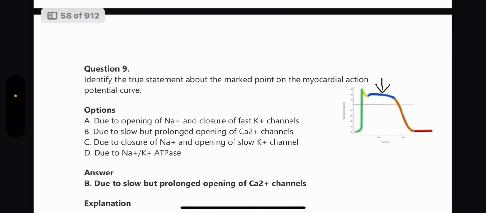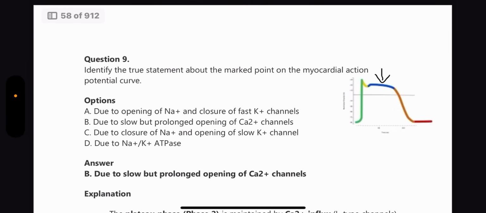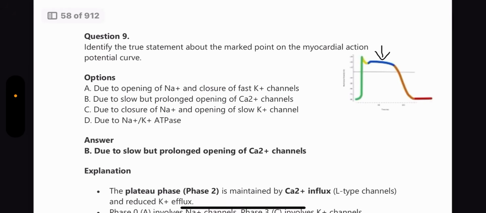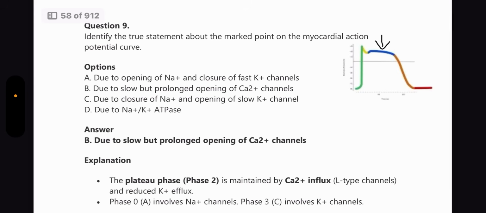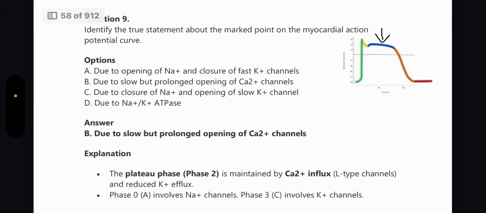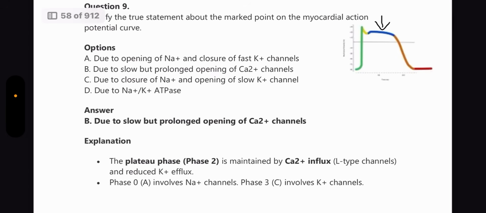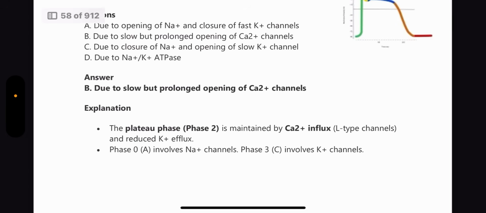Next question. Identify the true statement about the marked point on the myocardial action potential curve. Answer is due to slow but prolonged opening of potassium channels. So all these curves are very, very important. Please learn about them. Action potential curve, this is very important. Here the plateau phase, phase 2, is maintained by calcium influx through the L-type channels, and reduced potassium efflux. Phase 0 involves the sodium channels, which is marked as A, and phase 3 involves the potassium channels.